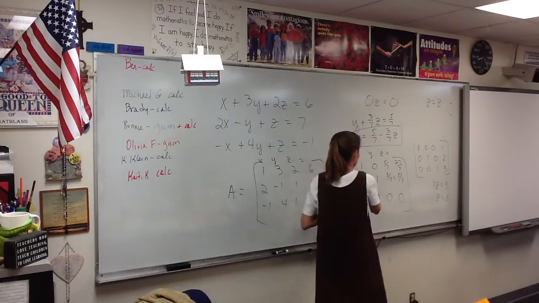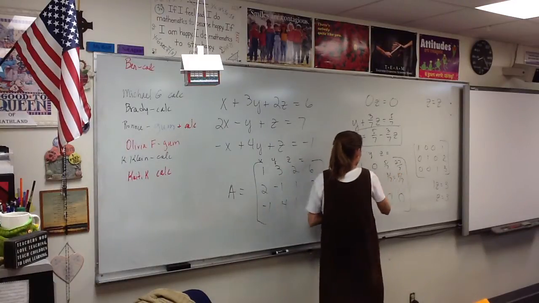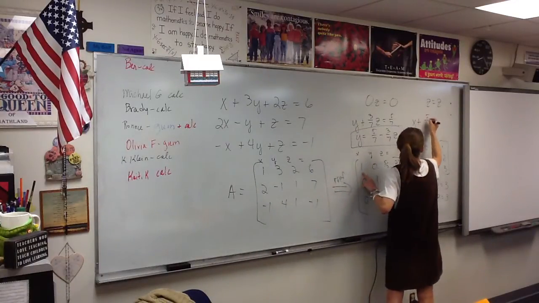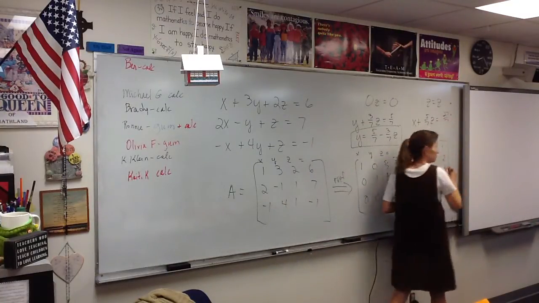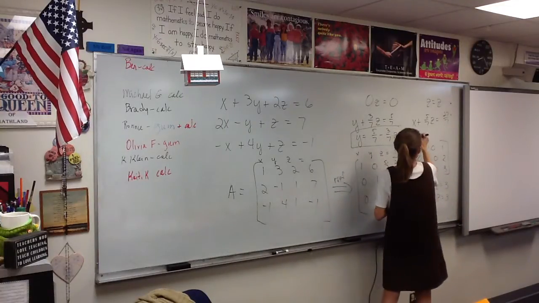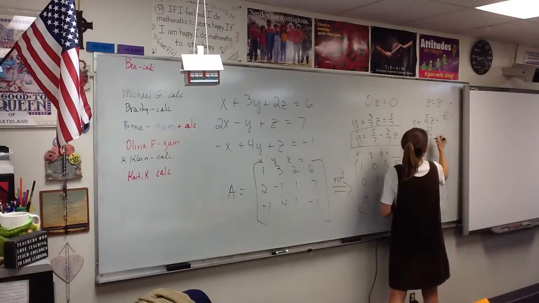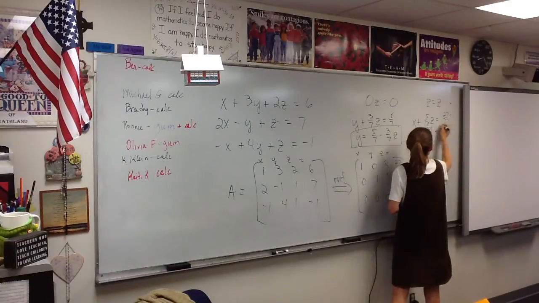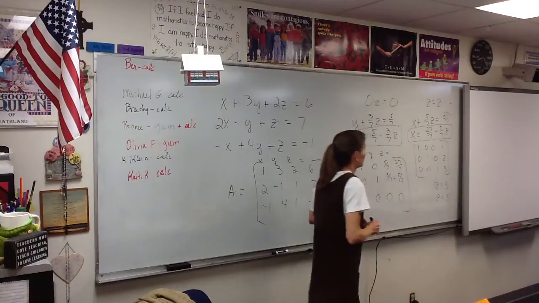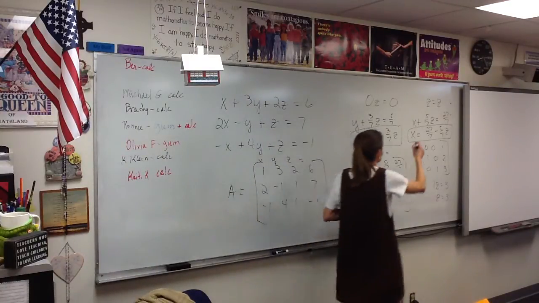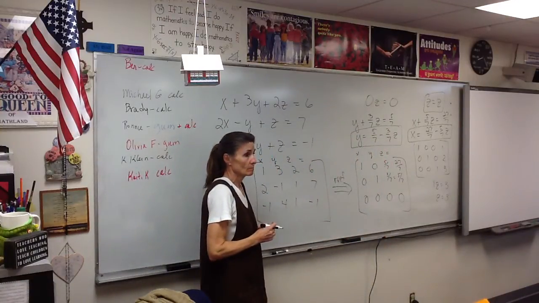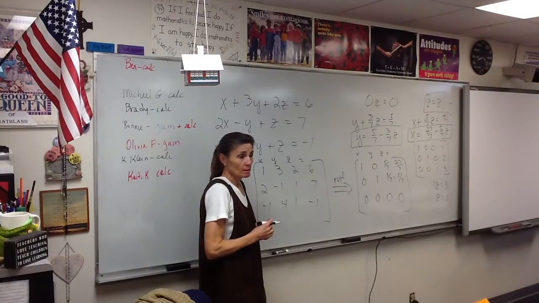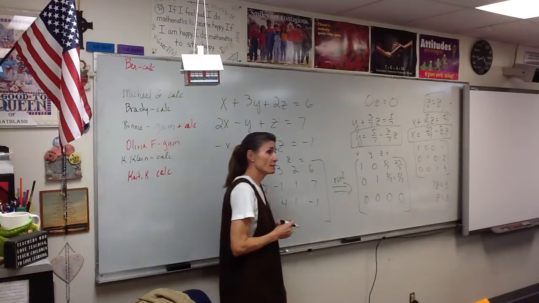Right. What about X? What's that equation say about X? X plus 5 sevenths Z equals 27 sevenths. So what does X equal? 27 sevenths minus 5 sevenths Z? You okay with that? So there are infinitely many solutions to this problem.